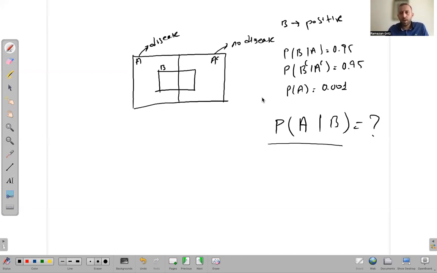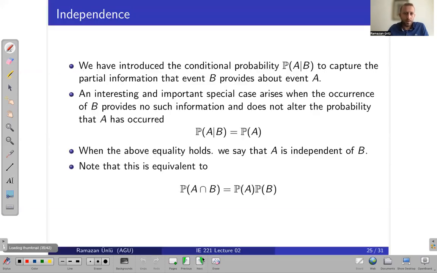So I will see you in another lecture, and I think we will continue with independence in the probability models.